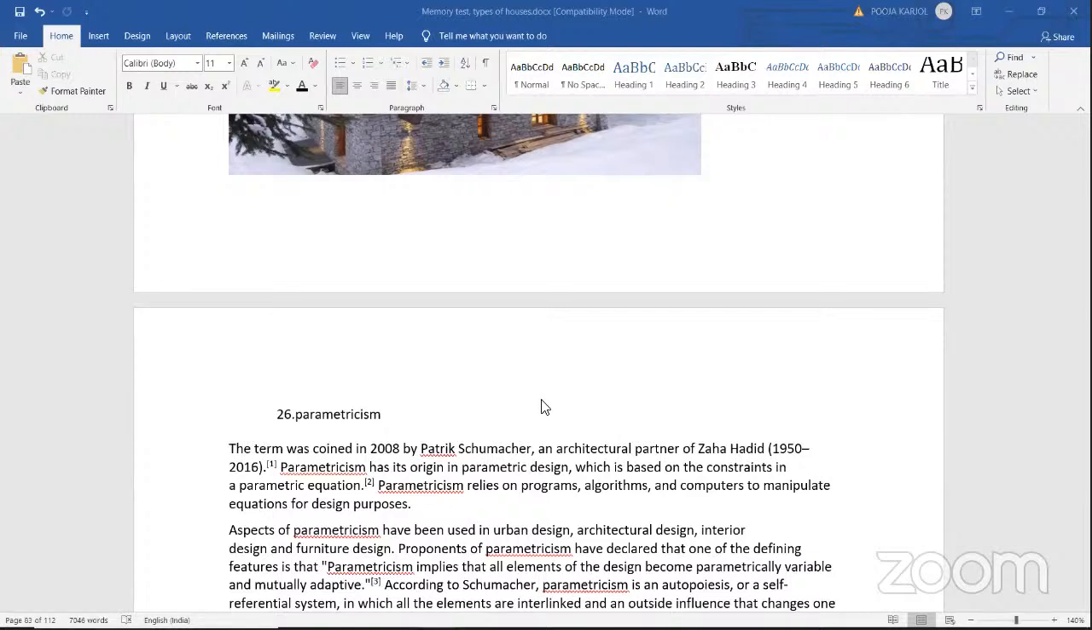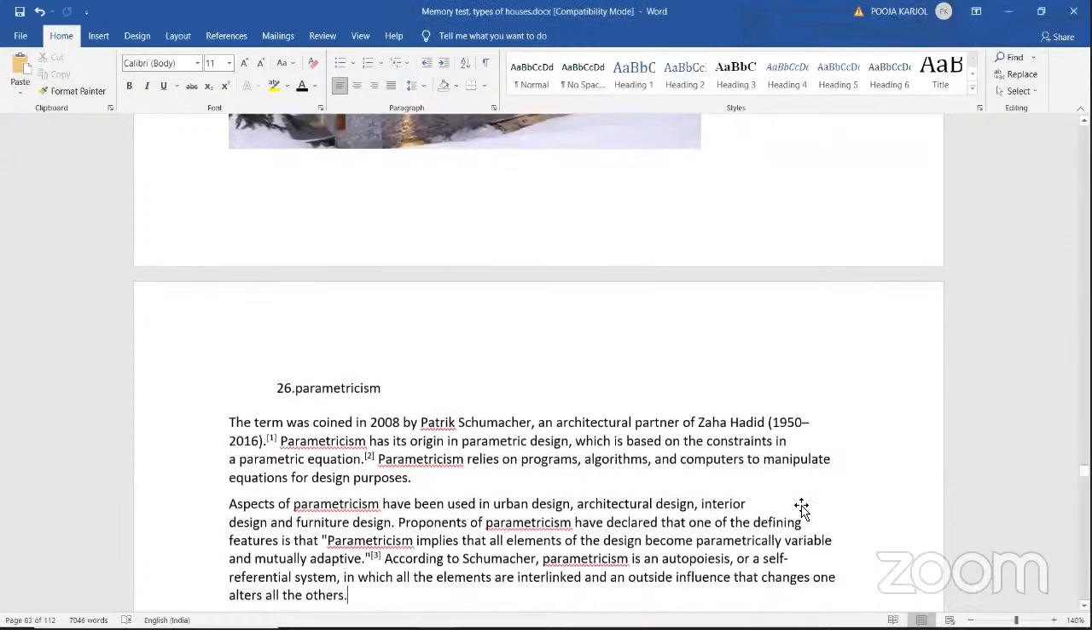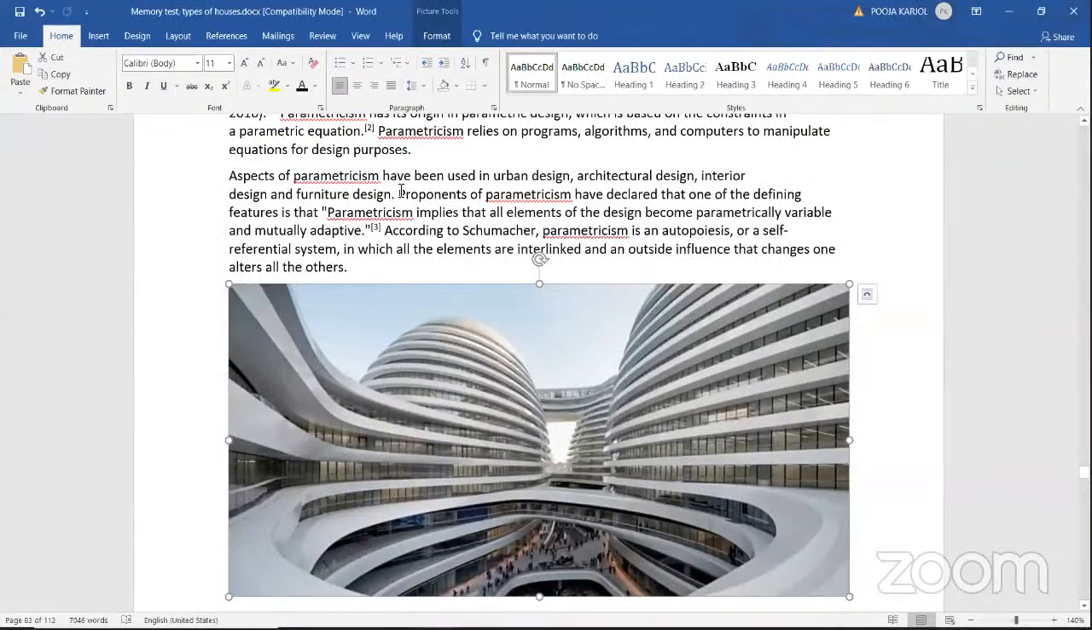It relies on programs, algorithms, and computers to manipulate equations for design purposes. Aspects of parametricism have been used in urban design, architectural design, interior design, and furniture design.